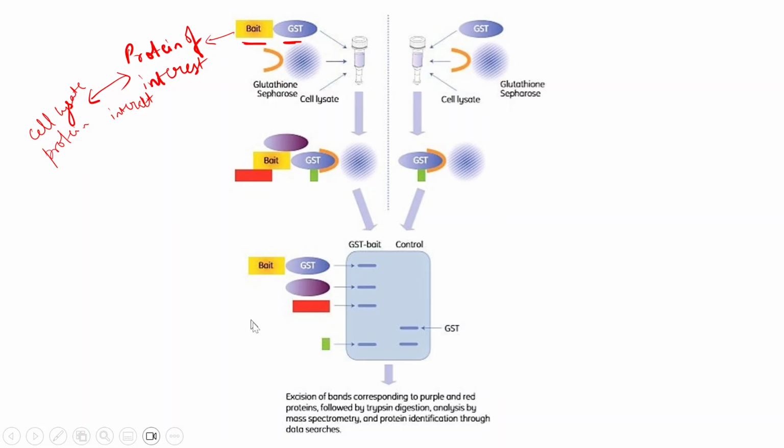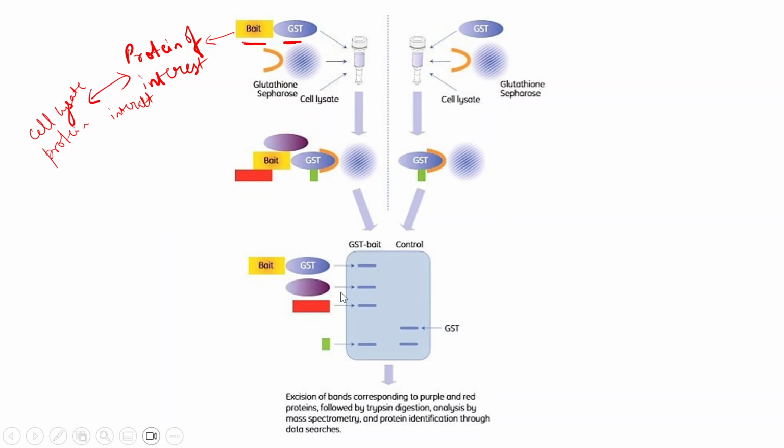The things that have specifically bound to the bait, the protein of interest, are the ones I am interested in studying. So the purple and the red ones are the proteins that have actually bound to the bait. If they had bound to the GST tag, you would have seen them in the control group also, but in the control group we only see the green one, that is non-specific binding. So we'll ignore the green one and we'll study the purple and the red protein.